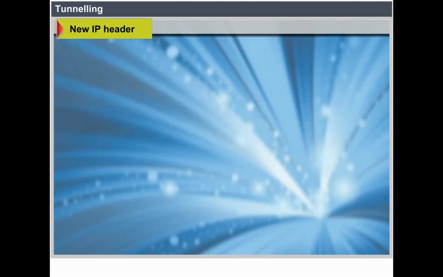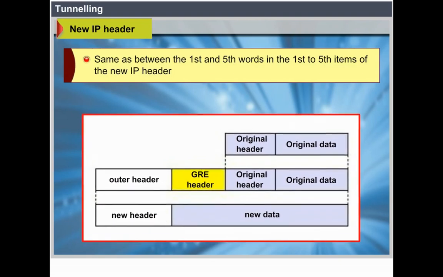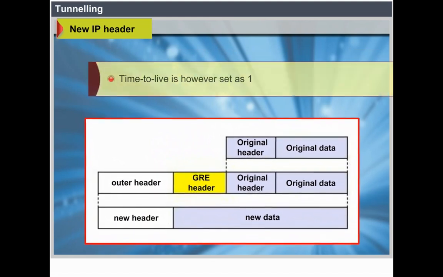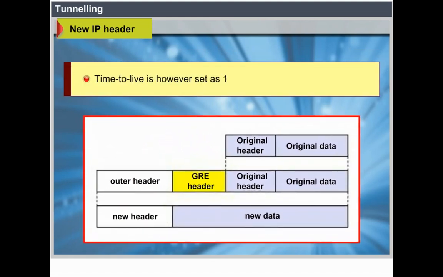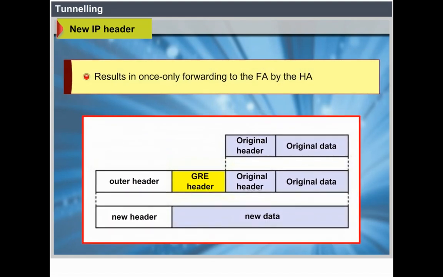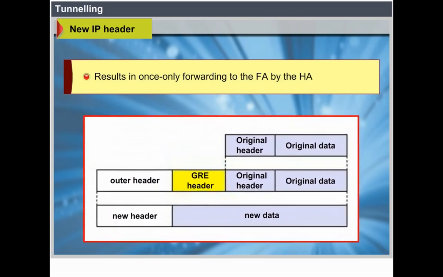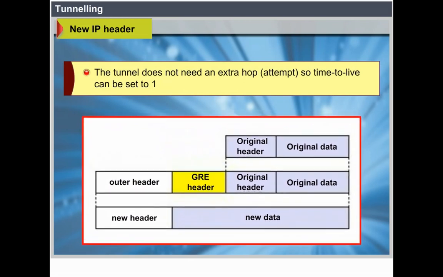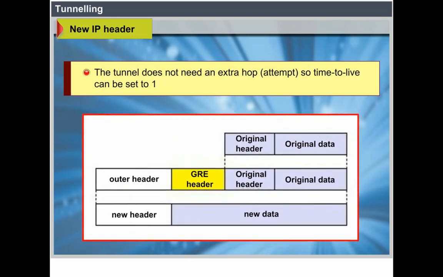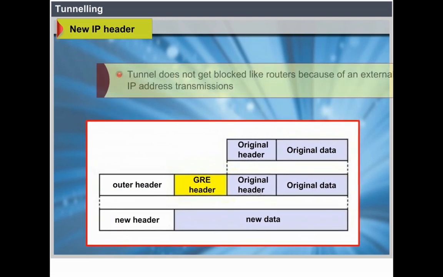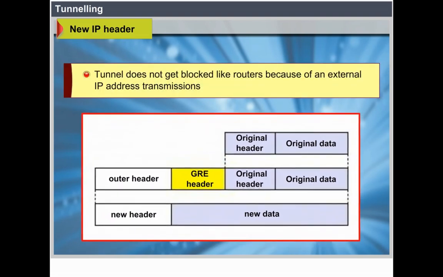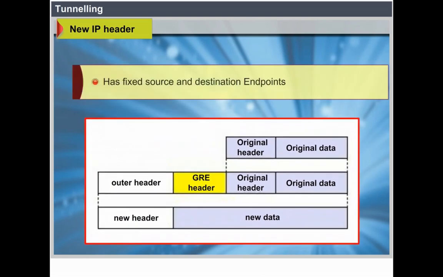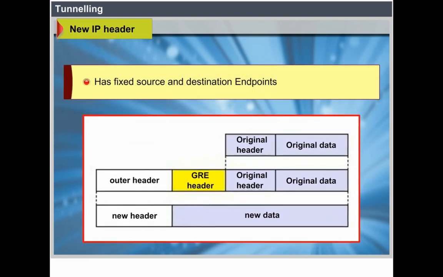New IP header. Same as the first to fifth words in the first to fifth items of the new IP header. Time to live is however set to 1. This results in once-only forwarding to the FA by the HA. The tunnel does not need an extra hop attempt, so time to live can be set to 1. The tunnel does not get blocked like routers due to external IP address transmissions. It has fixed source and destination endpoints.